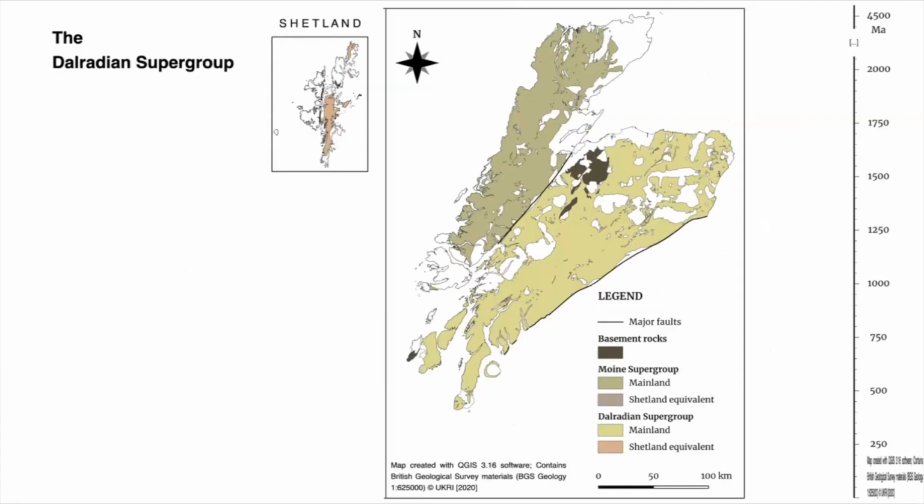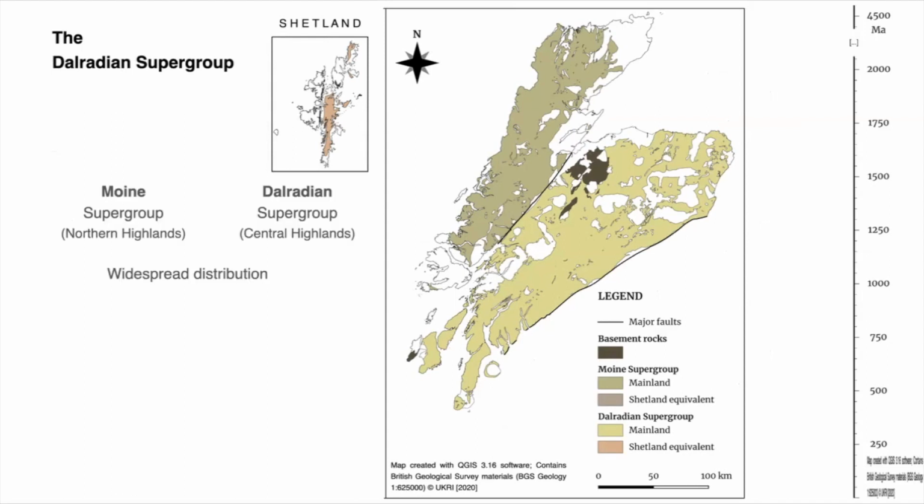On the mainland, above the basement rocks of the Badenoch group, is an impressive assemblage of rocks, the Dalradian supergroup. Within the Grampian terrane, they are as widespread as the Moyne supergroup is in the neighboring northern Highlands. They both represent rock successions that were deposited at the margin of the ancient continent of Laurentia. Their deposition, however, was separated in time by the Neodartian orogeny that occurred about 800 million years ago.